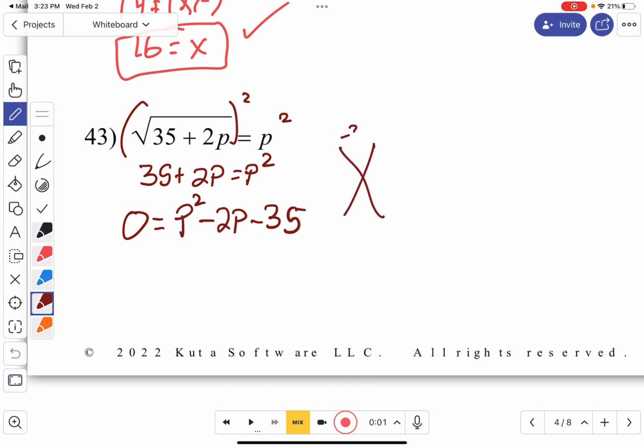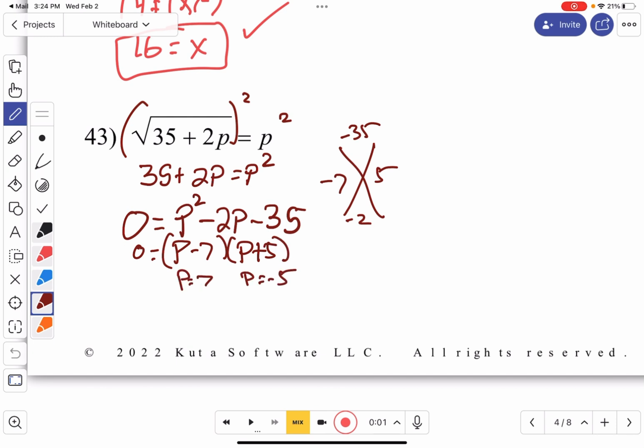So we've got negative 35 and negative 2. So negative 7 and 5. So 0 is equal to p minus 7, p plus 5. So 7 and negative 5. We should see the red flag here already, because if we put this into the original, it's going to equal negative 5. So that one's not going to work, big red flag.